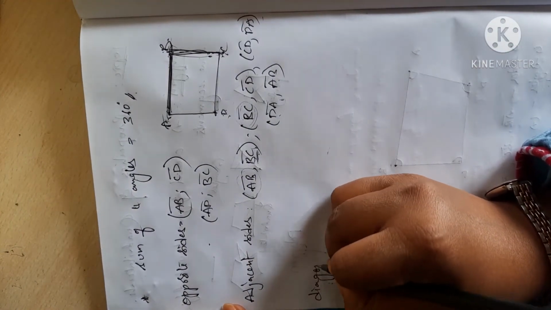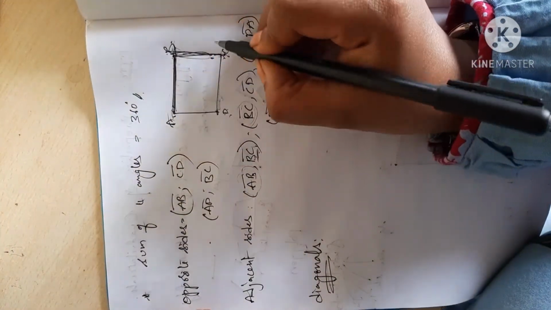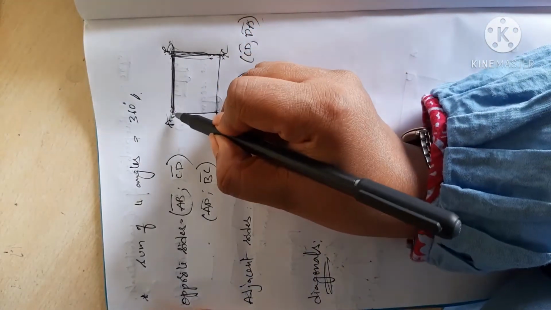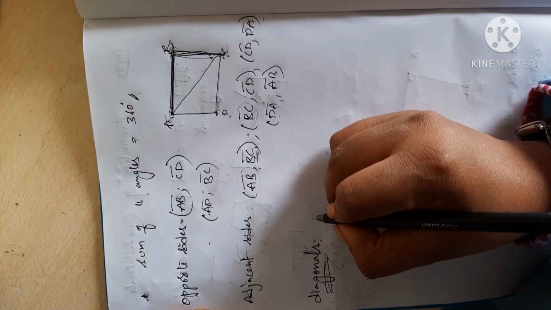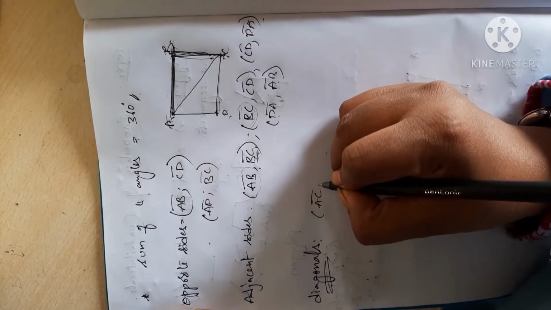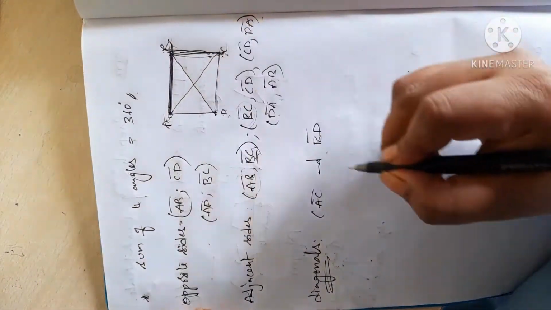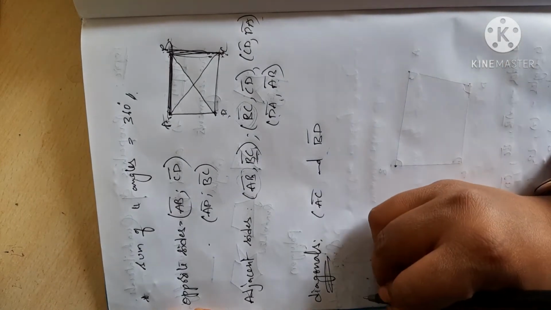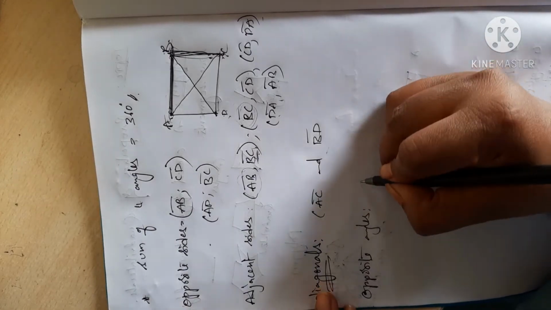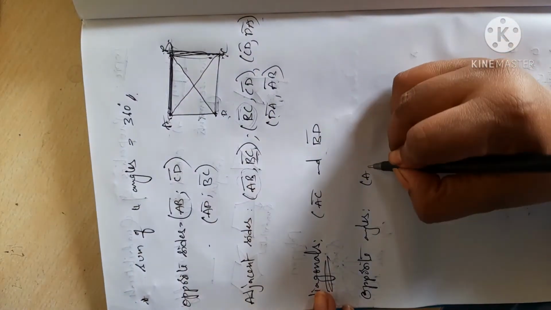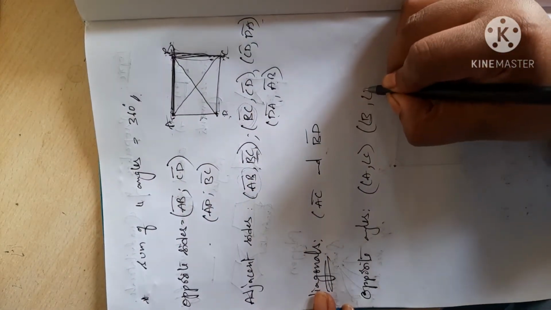Now similarly, diagonals. What are diagonals? If you take opposite vertices, the line segment joining 2 opposite vertices is nothing but a diagonal. How many diagonals is it going to have? 2. AC is one diagonal and BD is another one. Clear? Similarly, opposite angles. Angle A is opposite to angle C. This is one pair. Then angle B is opposite to angle D.